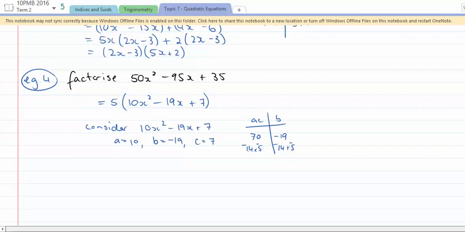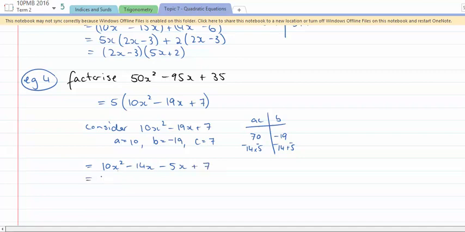14 times 5 is 70, or negative 14 times negative 5 is 70. Negative 14 plus negative 5 is negative 19. And now we can look at using our factorizing by grouping technique. So we have our 10x squared, take 14x, take 5x plus 7.